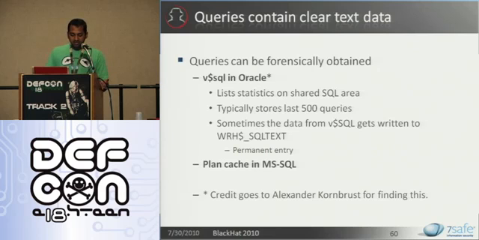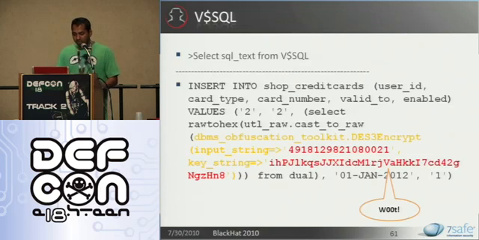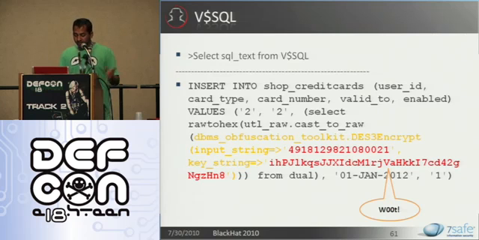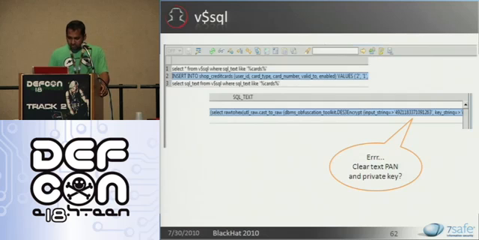Similarly, in MS SQL, you can obtain these queries forensically by calling the plan cache. So this is how the query will look when it is run on the server. As you can see, the clear text PAN and the clear text string would be present in the SQL query when it runs on the server. So if you query the SQL_TEXT column from V$SQL, you will find the clear text PAN and, more importantly, the clear text string. These are some screenshots showing the strings.